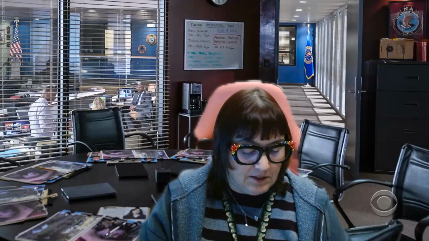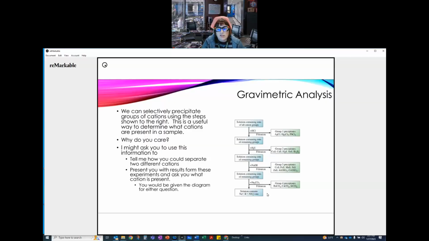So we're into our last part of the discussions about common ion. In common ion, the last thing we're going to talk about is gravimetric analysis. So I'm going to share my screen and then we're going to talk a little bit about gravimetric analysis. Now, we talked a little bit about fractional precipitation last time.